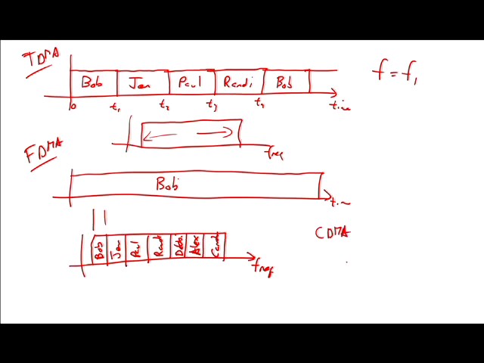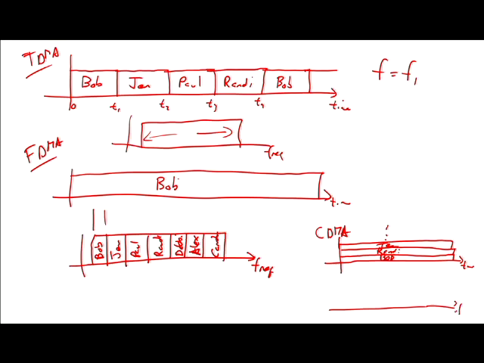And the way CDMA works is across time, this is Bob's signal. This is Randy's. This is Jen's. And so on. And that's time. And then in frequency, same thing.